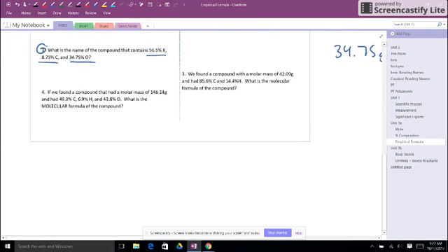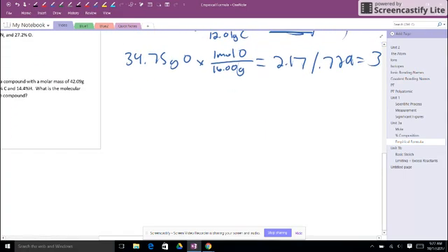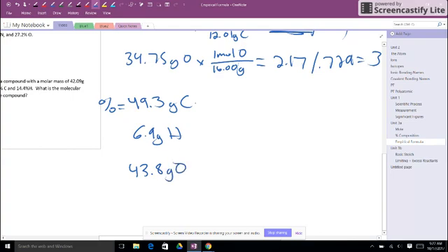Okay, one more problem here. If we found a compound that had a molar mass of 146.14 grams, and we had 49% carbon, 6.9% hydrogen, and 43.8% oxygen, what is the molecular formula for the compound? Let's turn those percentages into grams again, so the percent would just be assumed out of 100. So 49.3 grams of carbon, 6.9 grams of hydrogen, and 43.8 grams of oxygen.